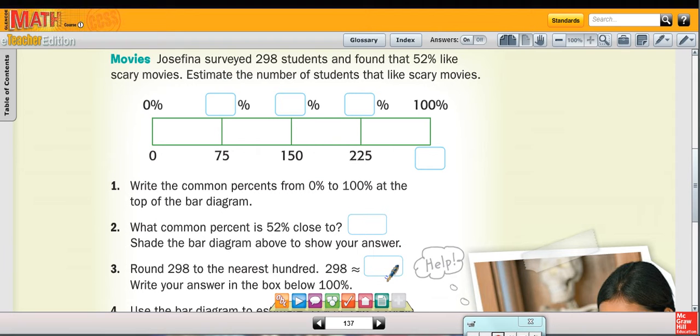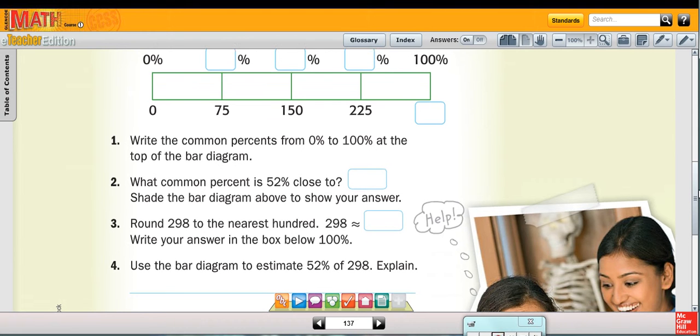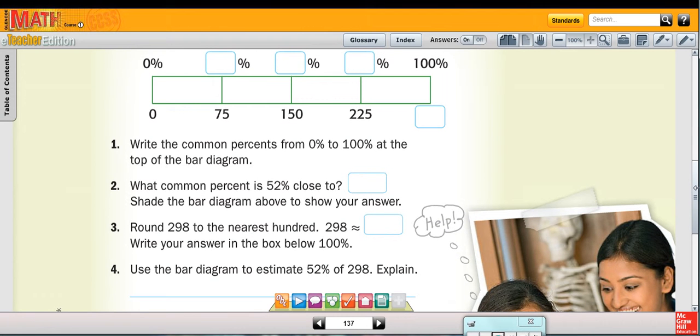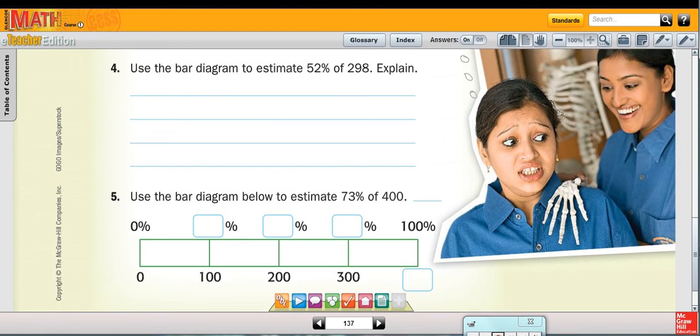Then it said to use the bar diagram to estimate 52% of 298. Well, if we go 52%, we had this 50% here. That's close to 52%, right? Yeah. And 298 was pretty close to 300. That's the whole thing. So 50% of 300 would be 150. Does that make sense? Is 50% like a half? Is 150 half of 300? Yeah. So that's a logical, reasonable answer for us to get there. It's like 15 and 30. Yeah, exactly.